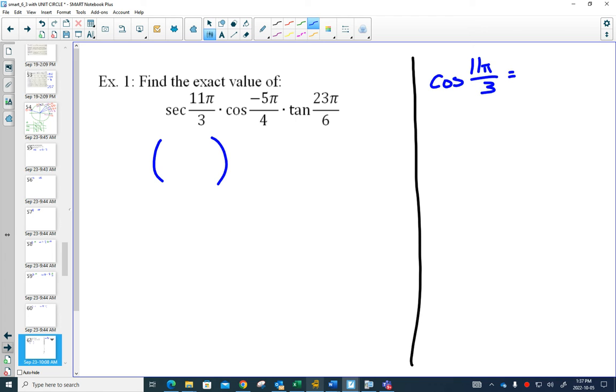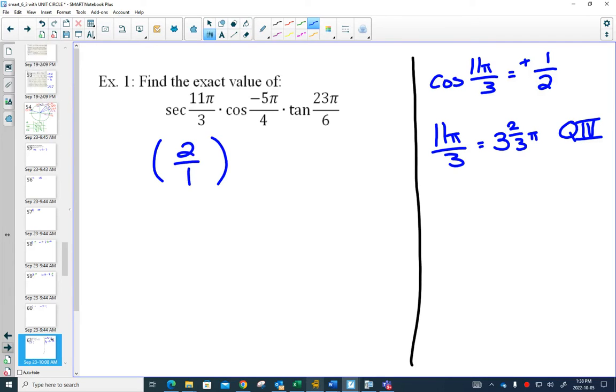I know that it's going to be part of my pi over 3 family, and cos of my pi over 3 family is 1/2. But 11 pi over 3 is, as a mixed fraction, 3 2/3 pi, which means it ends in quadrant 4. Because 3 would be on the negative x-axis, and then 2/3 is more than half, so it's going into quadrant 4. Because it's in quadrant 4, cos is positive in quadrant 4. I know that cos of 11 pi over 3 is 1/2. Therefore, for secant, I can write 2/1.